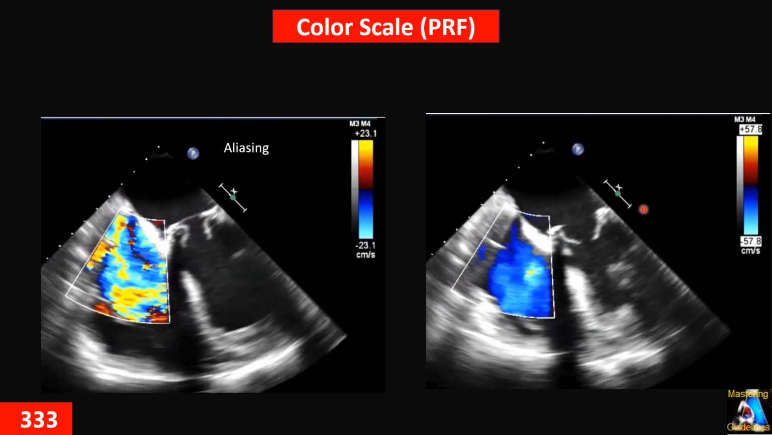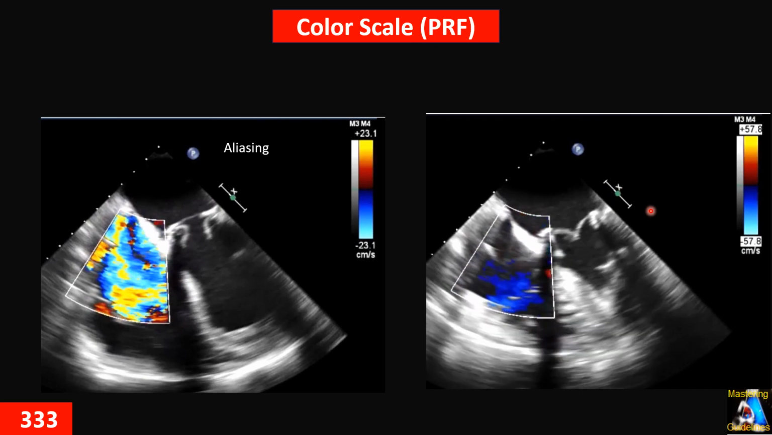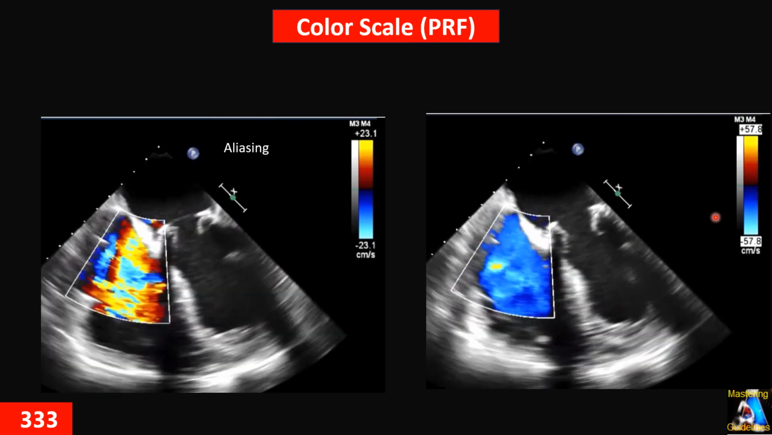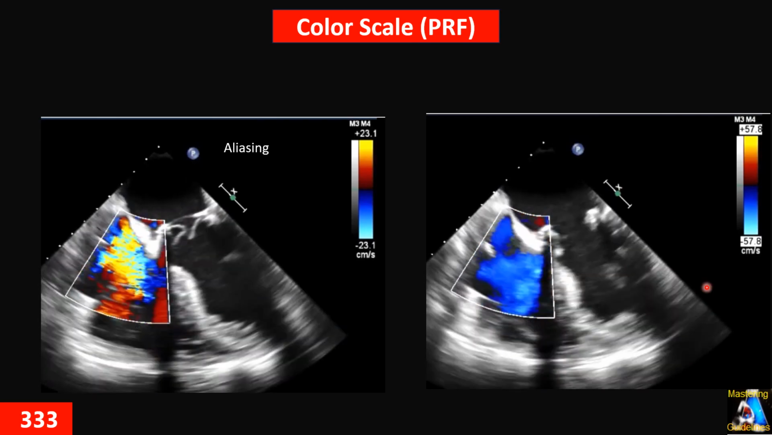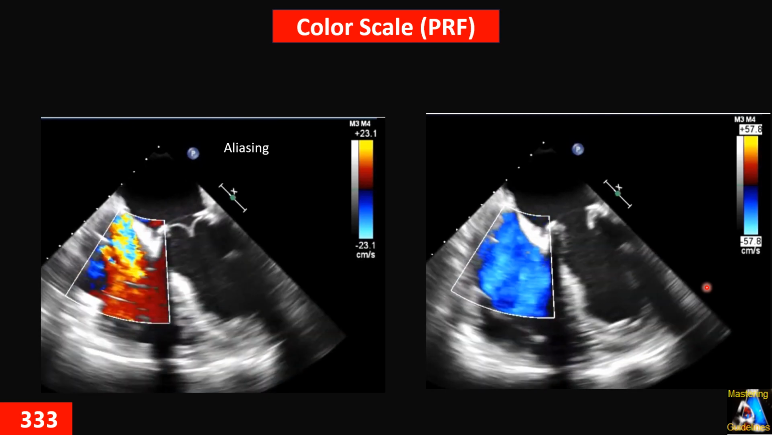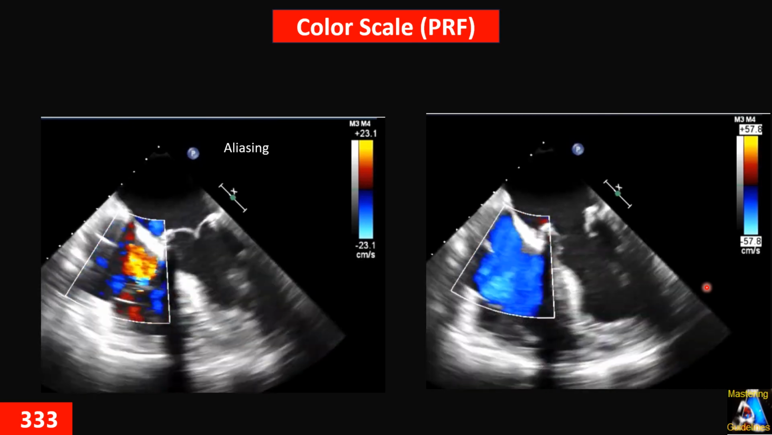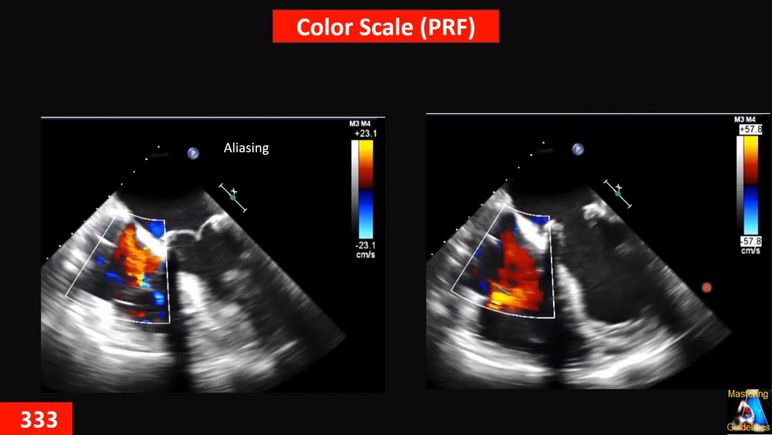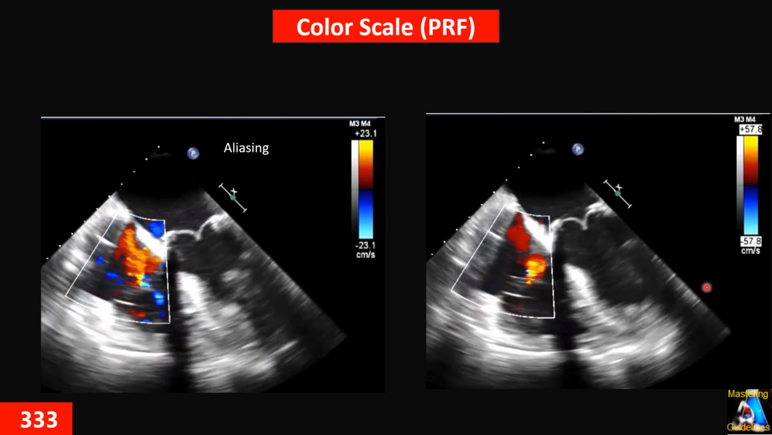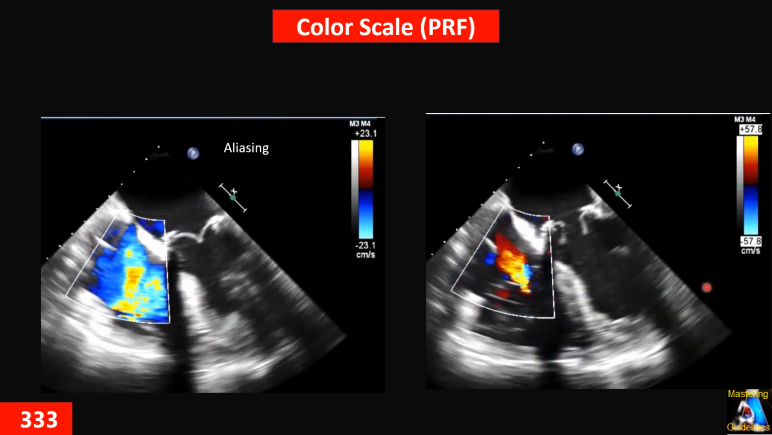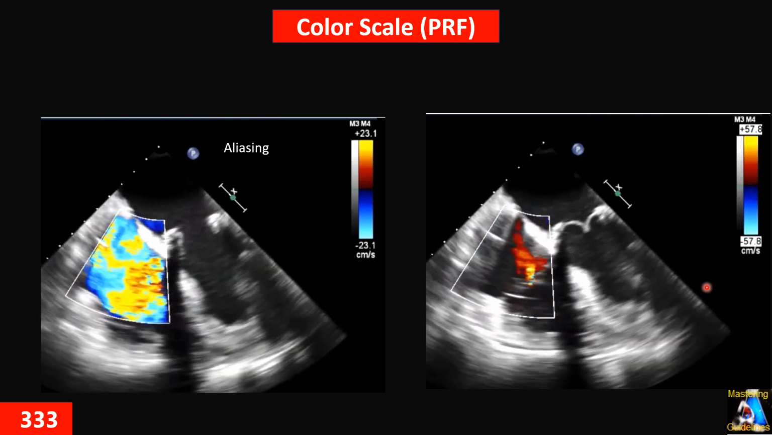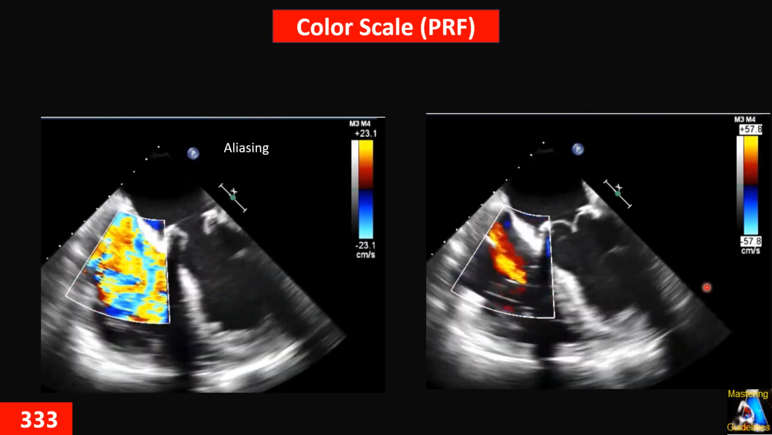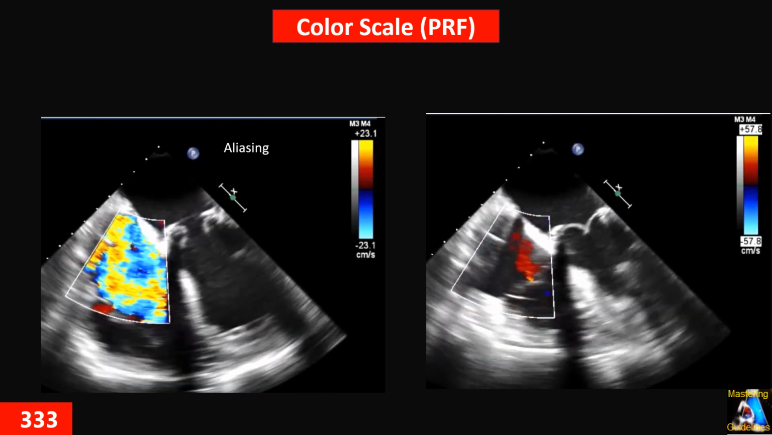For example, for the interatrial septum, pulmonary vein, IVC or abdominal aorta, if you want to show better color in that area and find the spot and put the sample anywhere we want to investigate, it's not a bad idea to decrease our scale to around 40 or even sometimes below 40 centimeters per second.